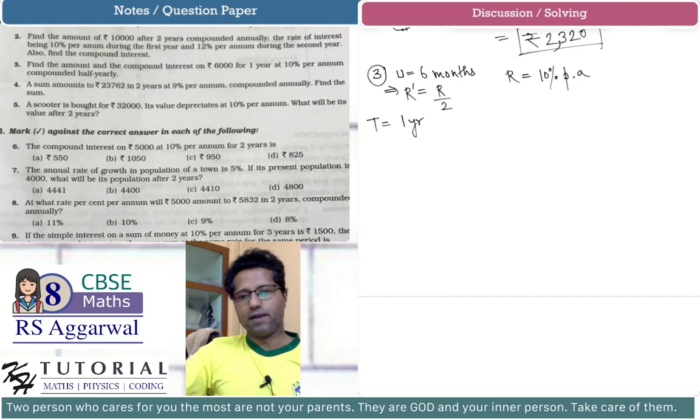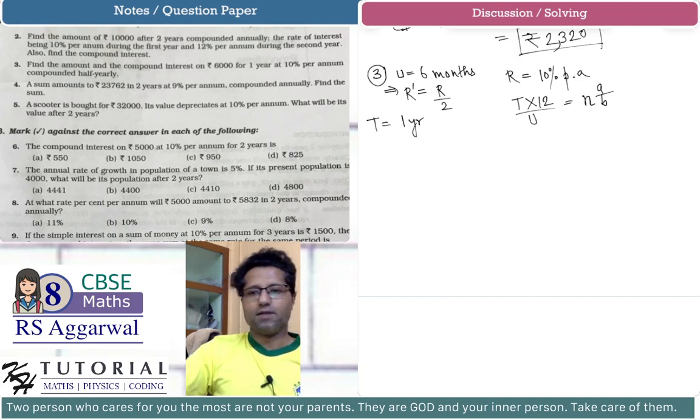So we need to find N and the fraction A by B from the value of T multiplied by 12 by U when this is expressed as a mixed fraction N and A by B. So to know the value of N and the fraction A by B, we need to know the value of T multiplied by 12 divided by U. So T is 1 year.